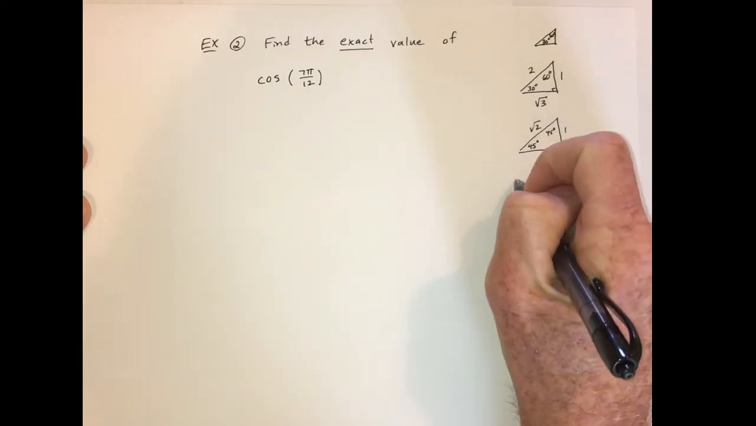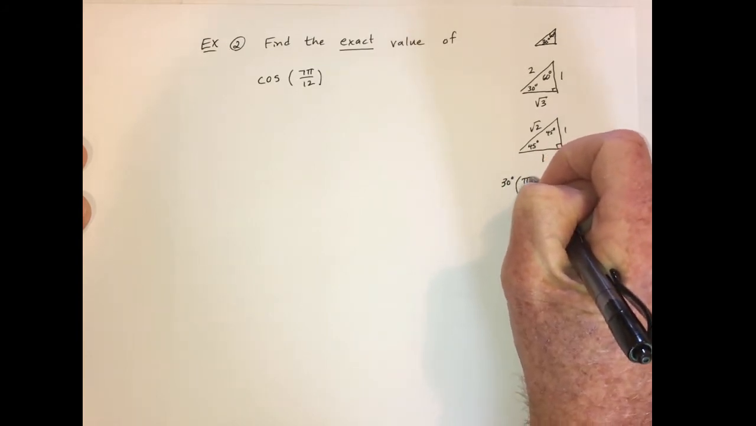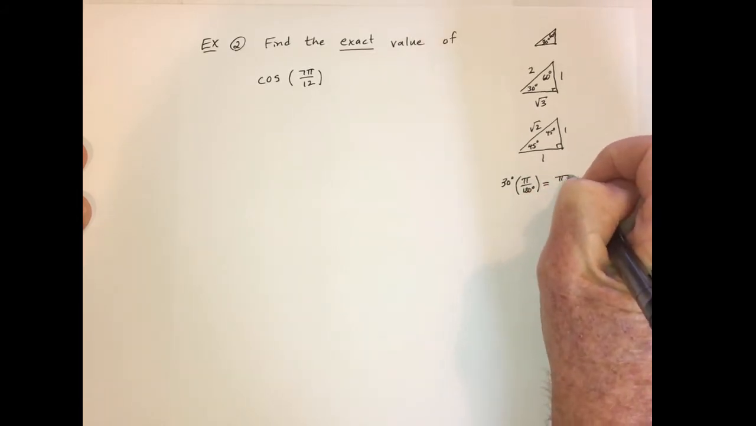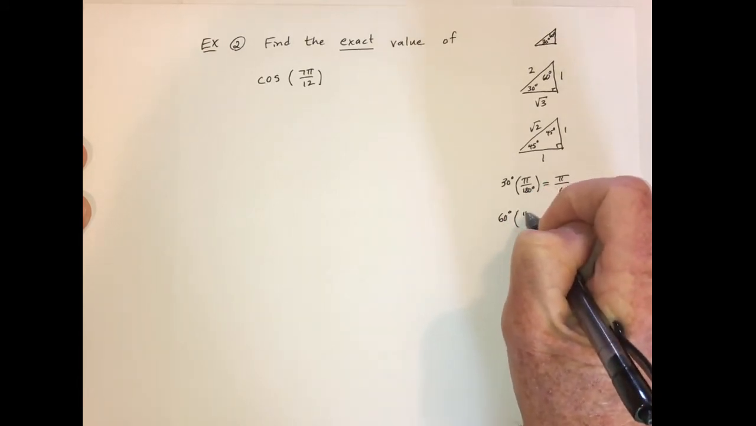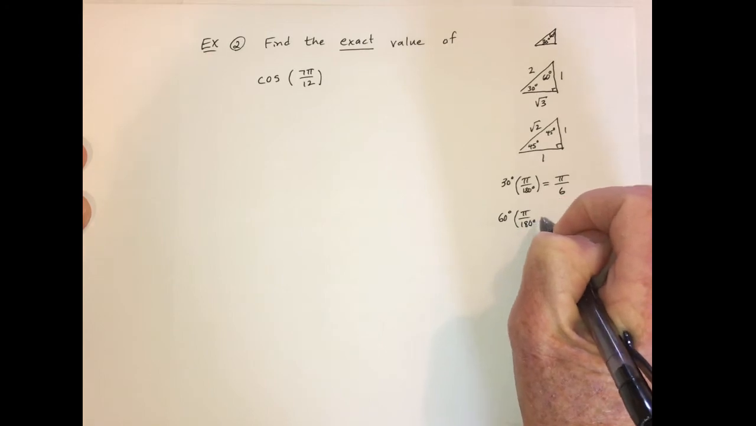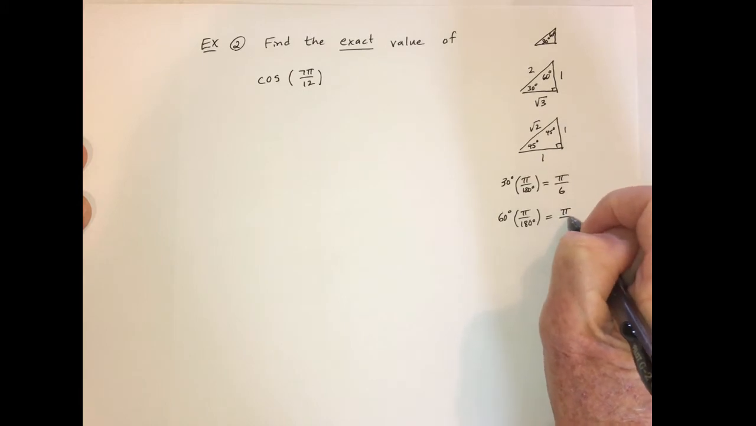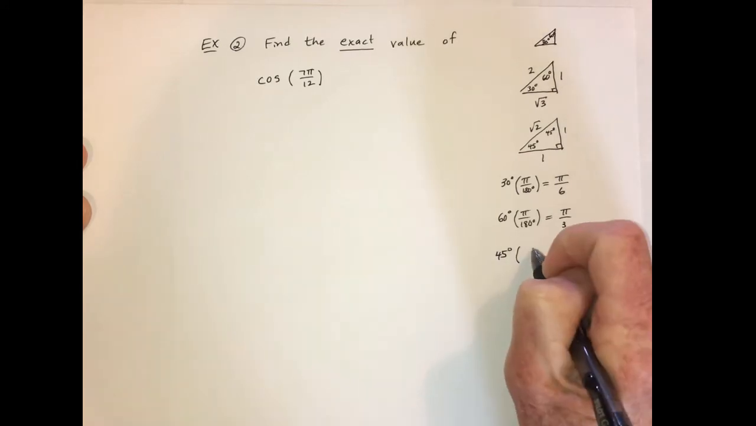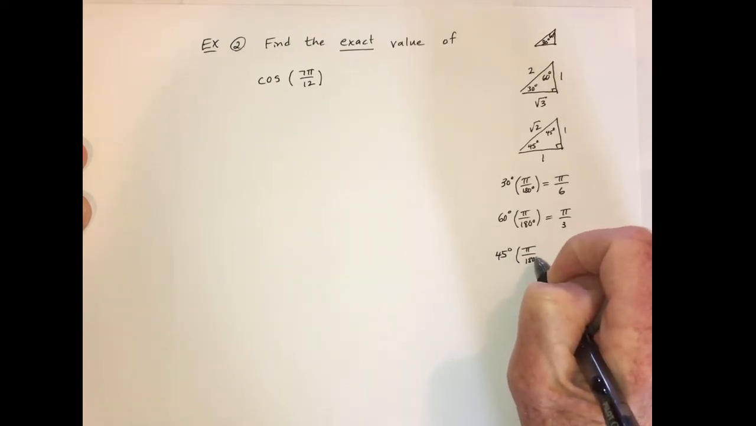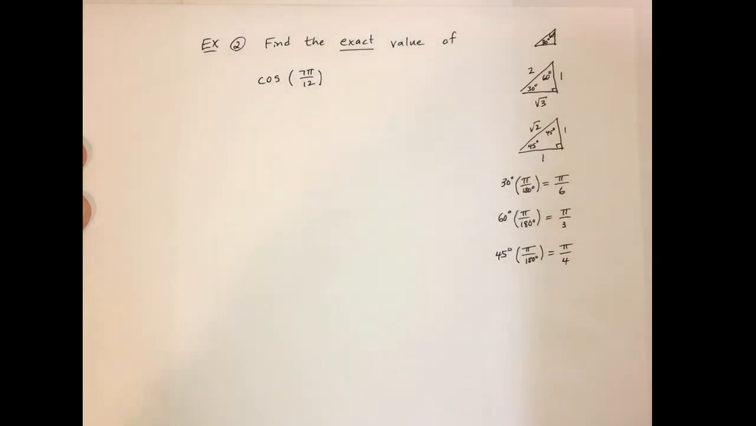But let's change these to radians. So 30 degrees, if you change that to radians, that's going to be pi over 180, and then that reduces to be pi over 6. 60 degrees, when you convert that one, so this divides into that 3 times, it's going to be pi over 3. And for 45 degrees, that reduces to be pi over 4.